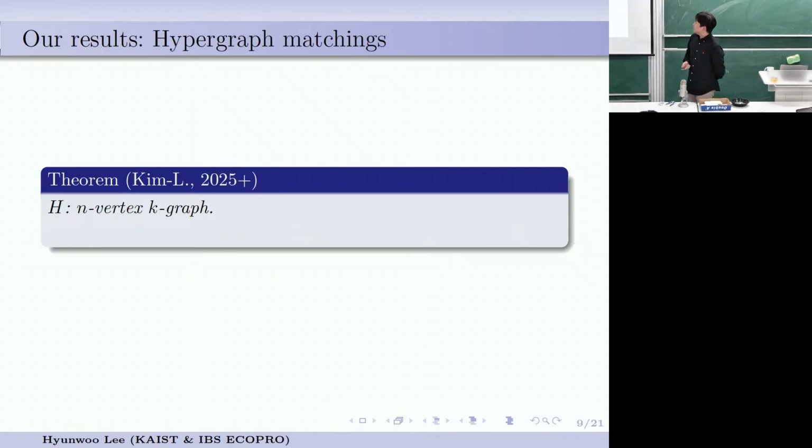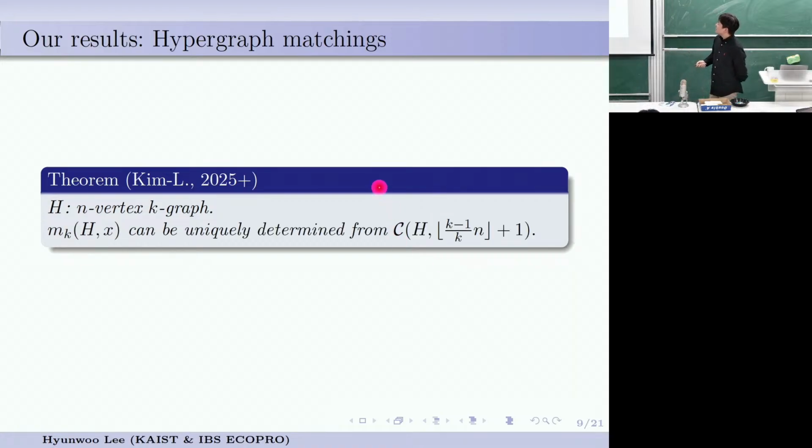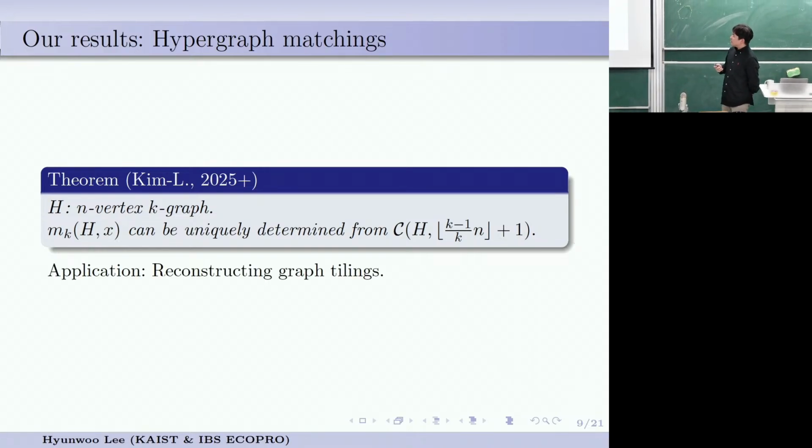Now we can state our main theorem. Let H be an n-vertex k-uniform hypergraph. Then its matching polynomial can be uniquely determined from the complete deck of size floor of (k-1)/k times n, plus 1. And when k is 2, it is exactly the same as Godsil's result. It has several applications. I already mentioned that by using this result, we can reconstruct the graph tiling polynomials.